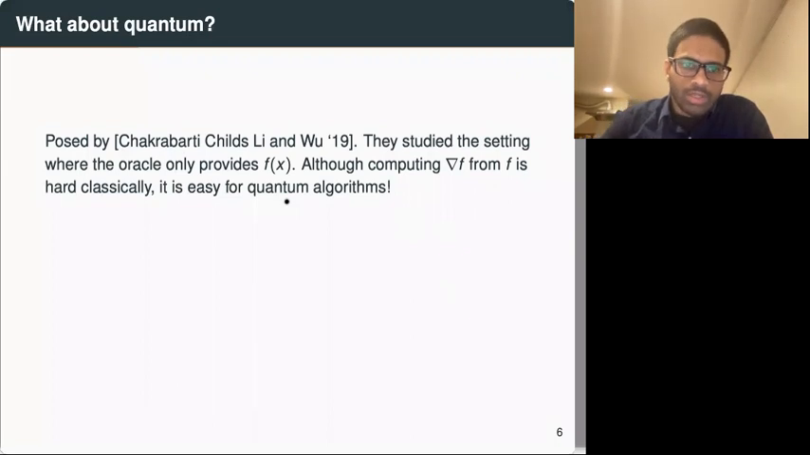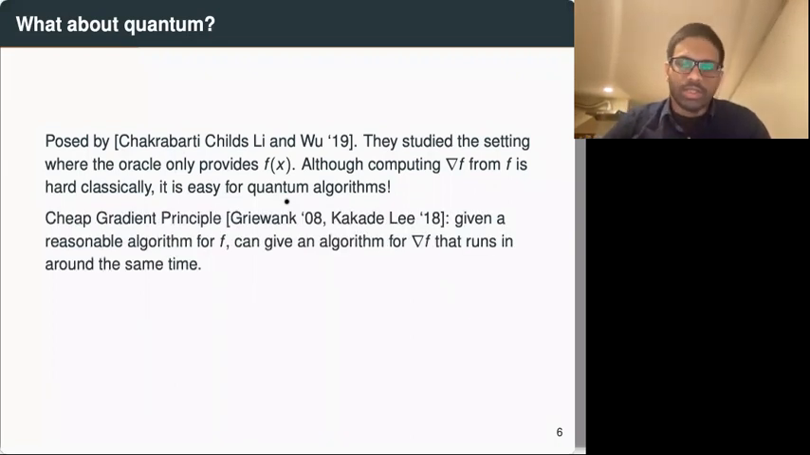Now, this is an interesting question because there is something known as the cheap gradient principle, which says that it's like a white box simulation. So if you have a reasonable algorithm for f, if it's implemented in some sort of arithmetic circuit or something like that, then you can give an algorithm for the gradient of f that also runs in around the same time. So it's not really fair to just say that you have black box access to f, but you're not going to get access to the gradient of f. You should also be given access to the gradient of f, because in reality, you can find out the gradients yourself.